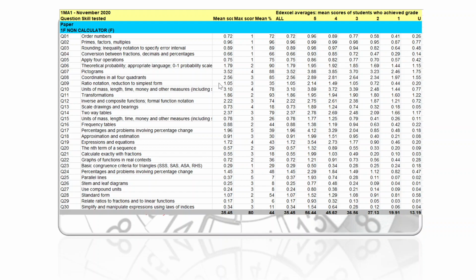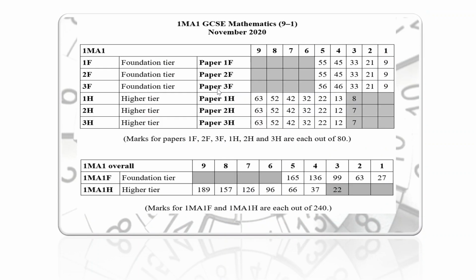The grade boundaries for this paper. This is paper 1 of the foundation tier. So the suggested is you need at least 9 marks for a 1. Not suggested, the actual grade boundaries because this is a past paper. You needed 9 marks for a 1, 21 for a 2, 33 for a 3, 45 got you the 4, and then 55 got you that magical 5.